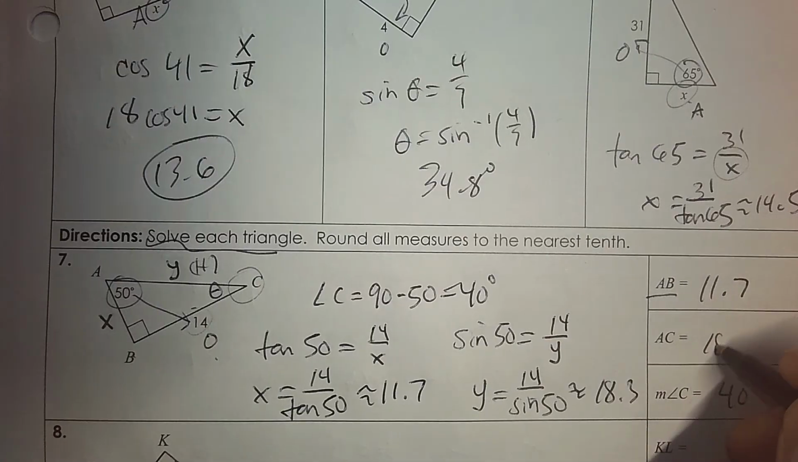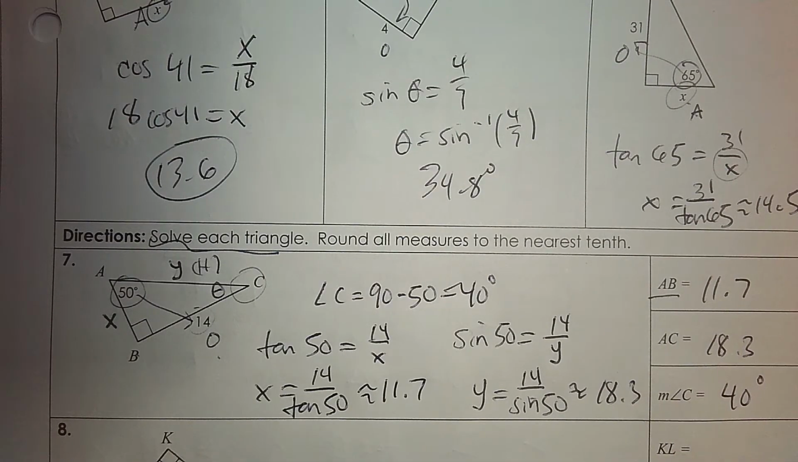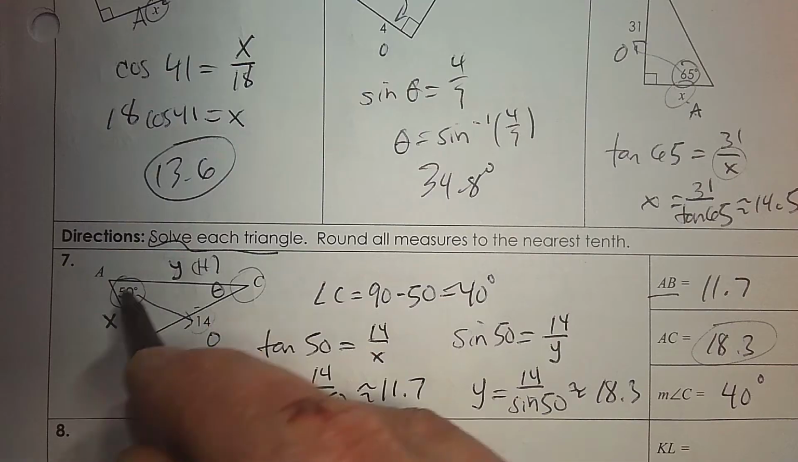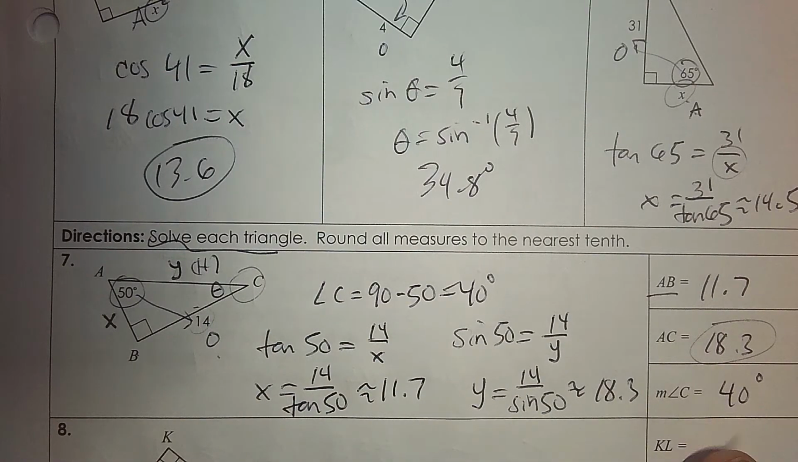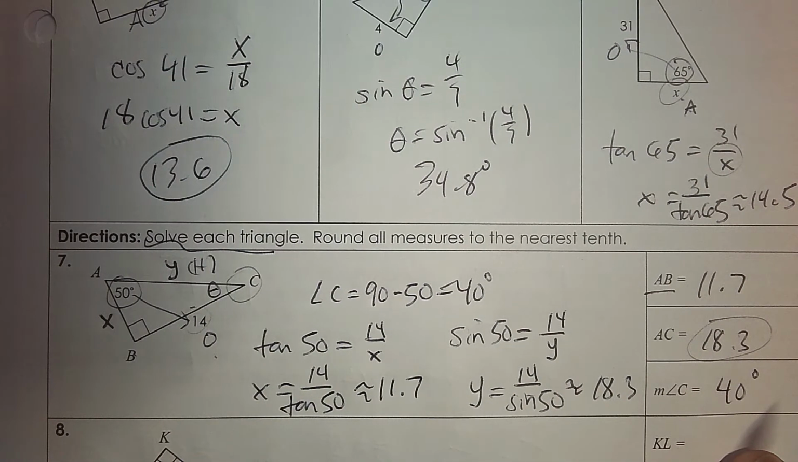A good indicator to know maybe you did it wrong is if the hypotenuse is not the biggest number in terms of the sides of the triangle. So it's good that 18.3 is the biggest because that's the hypotenuse.